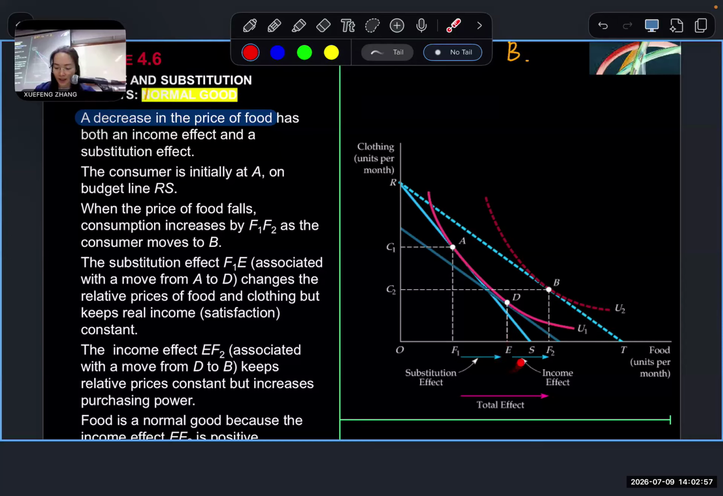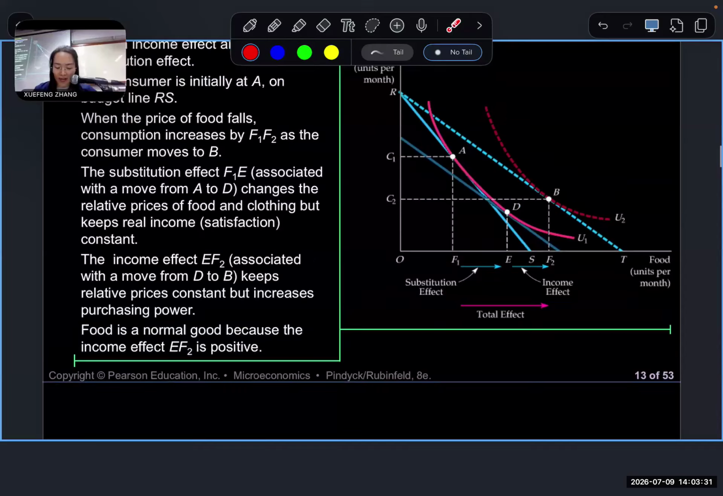So in this case, we can now break down the substitution effect and income effect because we are holding utility constant, right? So you see, along U1, we have point A to point D, which is F1 to E. So this is the substitution effect. And then from D to B, this is actually the income effect.